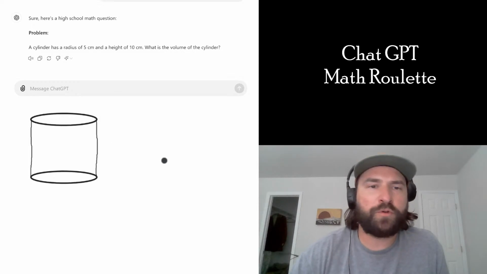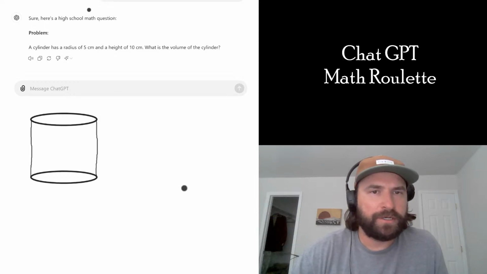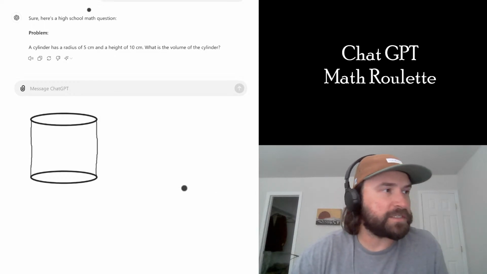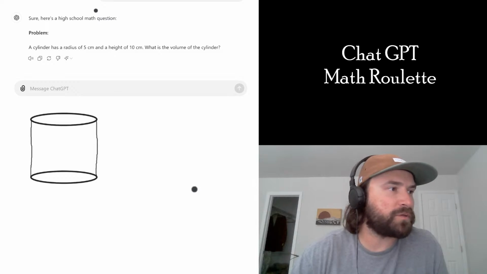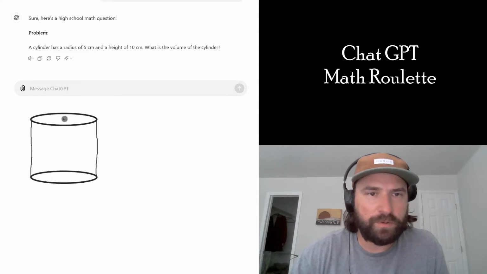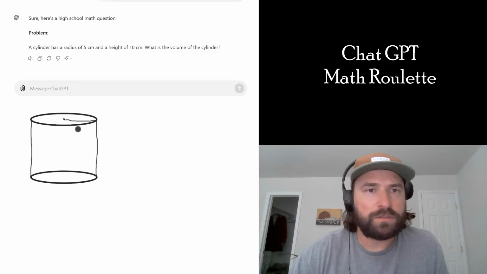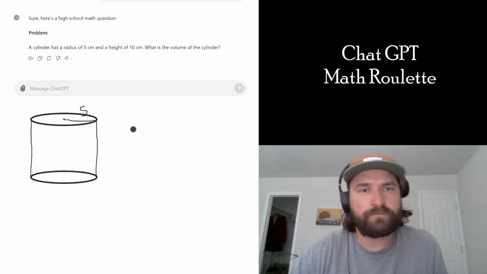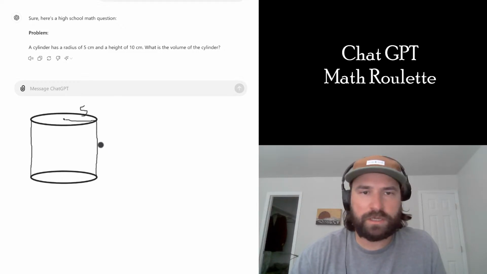All right, let's run through this little geometry question here. So the question is telling us that a cylinder has a radius of 5 centimeters and a height of 10 centimeters. What is the volume of the cylinder? So radius is going to be up here on one of the bases. The radius of a circle goes from the center to the edge. They're telling us that is 5. And the height is 10.